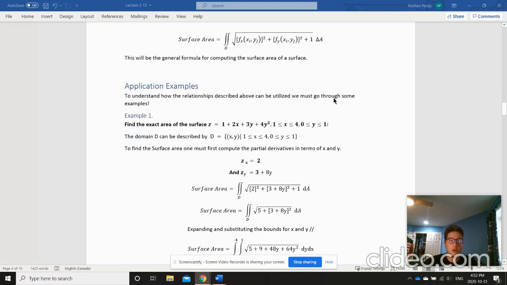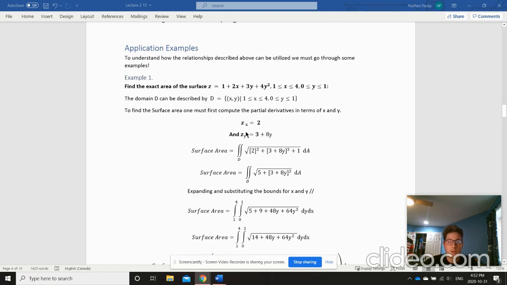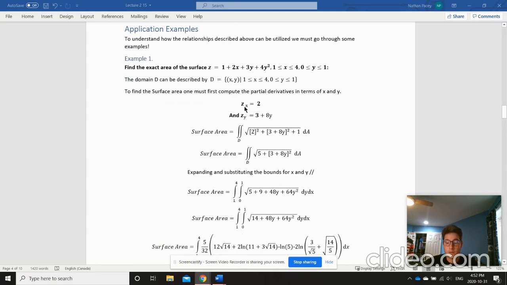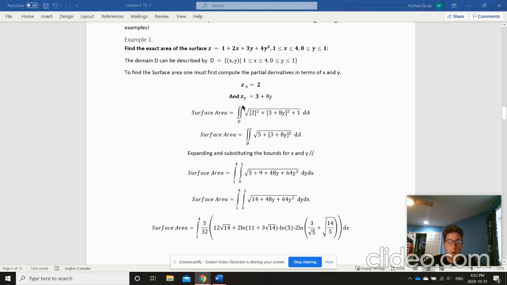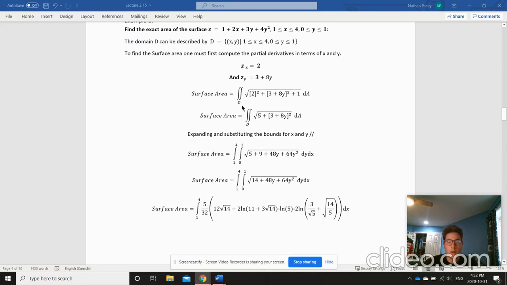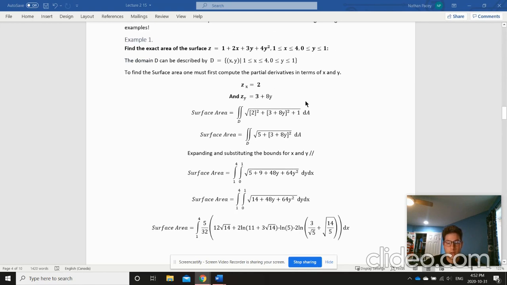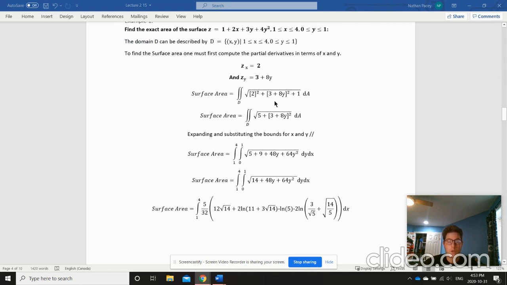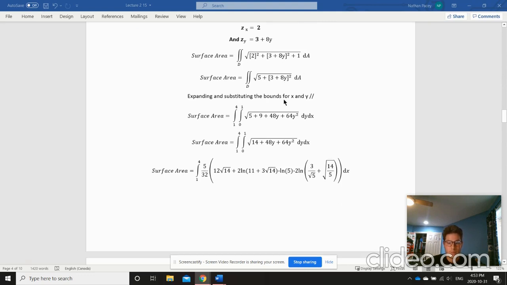Now, if we look back at the equation here, we know that we must first take the partial derivative of our function in both x and y. So the partial derivative with respect to x is equal to 2, and the partial derivative with respect to y is 3 plus 8y. Now we have a basic equation for our surface area, where we take the magnitude of the partial derivatives plus 1. When we do some computation, we get the square root of 14 plus 48y plus 64y squared.